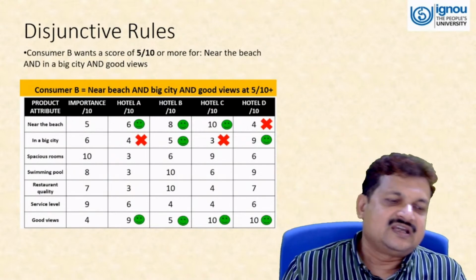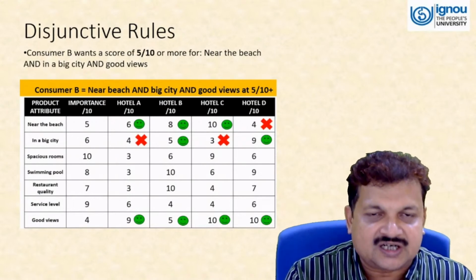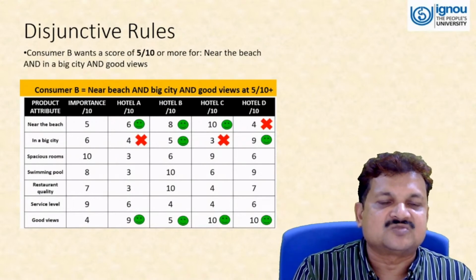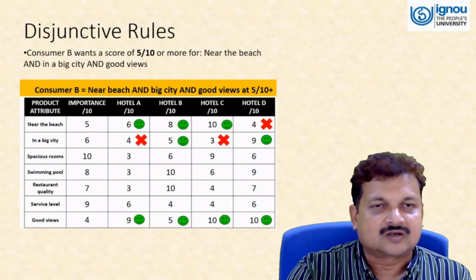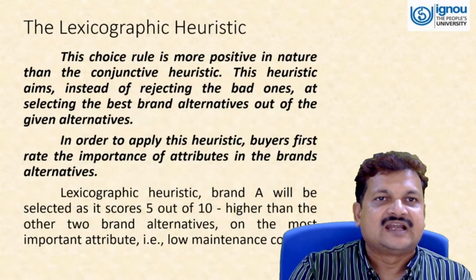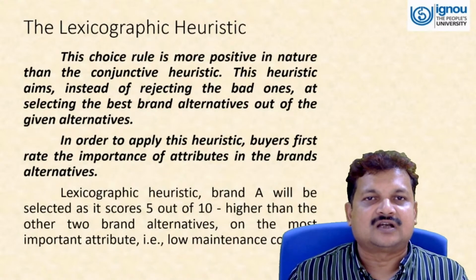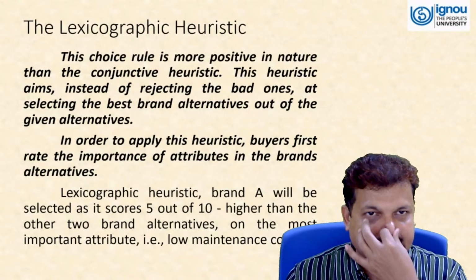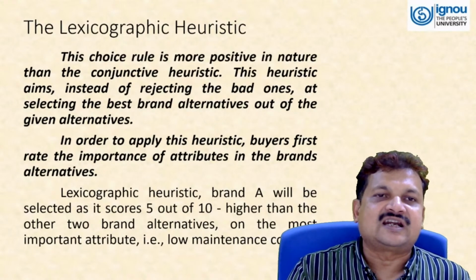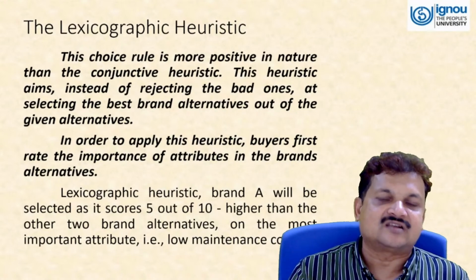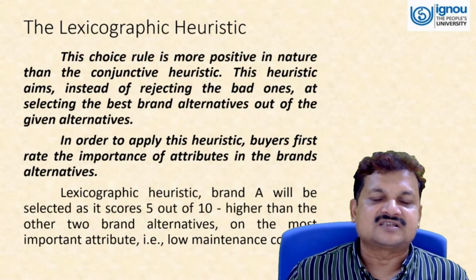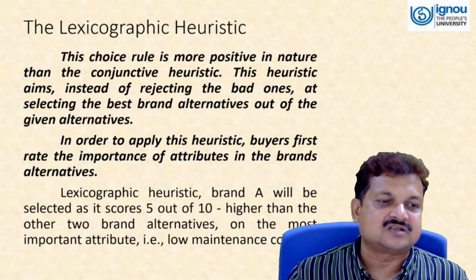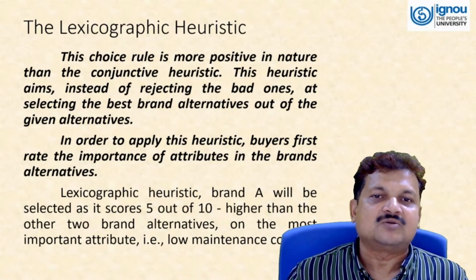So in the disjunctive rule case, each attribute score is going to be calculated, and you go by whichever attributes the consumer is considering. Lexicographic heuristics is more positive in nature than the conjunctive heuristics. These heuristics aim at selecting the best brand out of the given ones, instead of rejecting the bad ones. So here you are not rejecting the bad ones, rather you select on the more important things, the attributes you are very much interested in. So that you are considering.